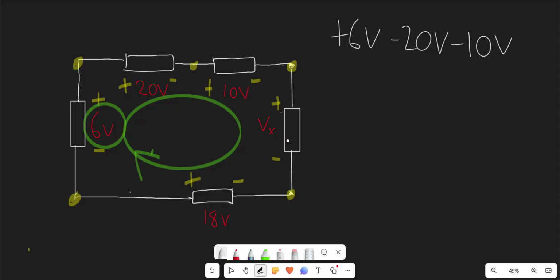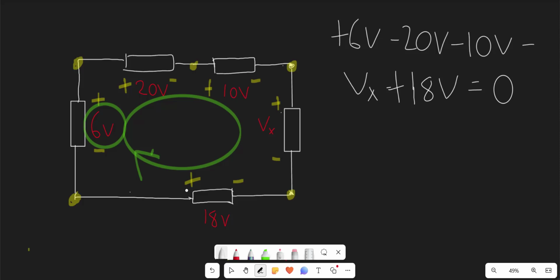And then Vx, we don't know the value of it, but we do know that it's going to be a voltage drop because this is a positive going towards a negative. So let's subtract Vx. And as we go through the 18-volt battery, I keep saying resistor, that's going to be a voltage rise because it's going from the negative to the positive. So let's add 18 volts. And now all we have to do is just add up everything and solve for Vx. So the sum of all these voltage drops is going to be 0 according to Kirchhoff's law.